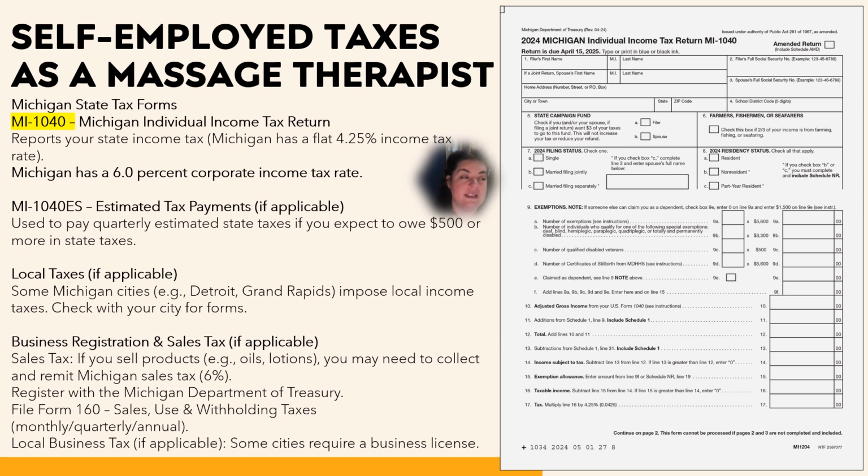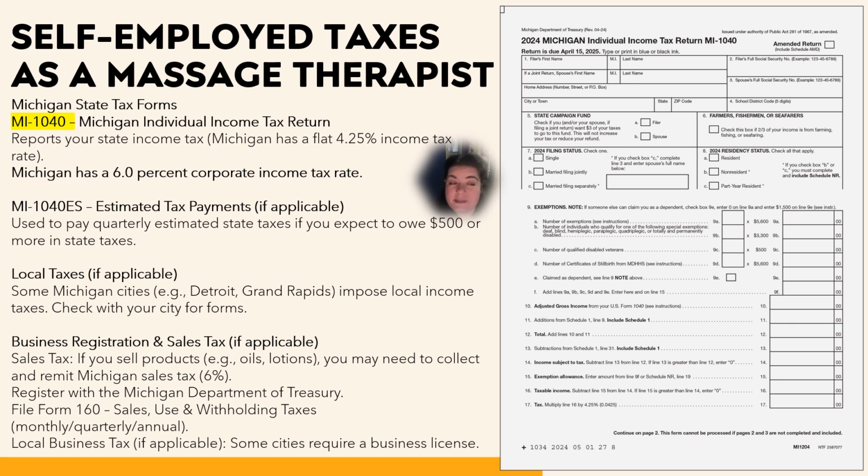So, what are the Michigan state forms? This is the MI-1040. This is the Michigan individual income tax return. So your state income tax is at least easy to calculate because it is a flat rate of 4.25%, all right?